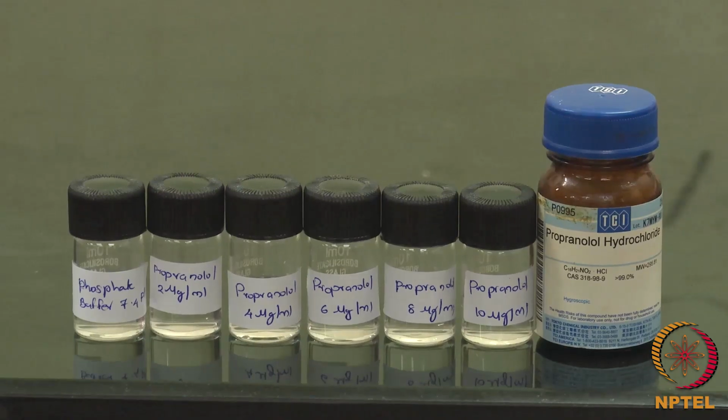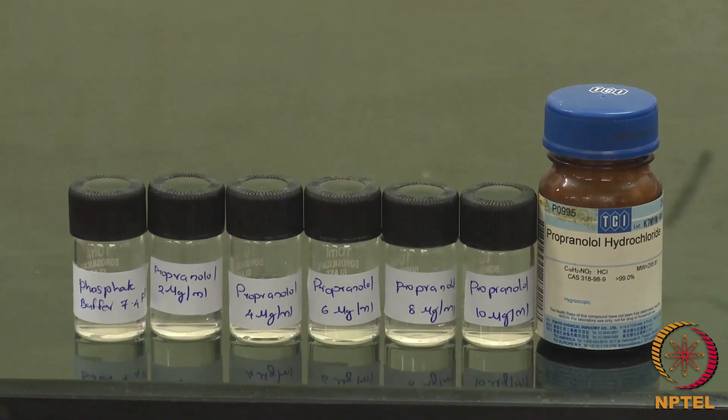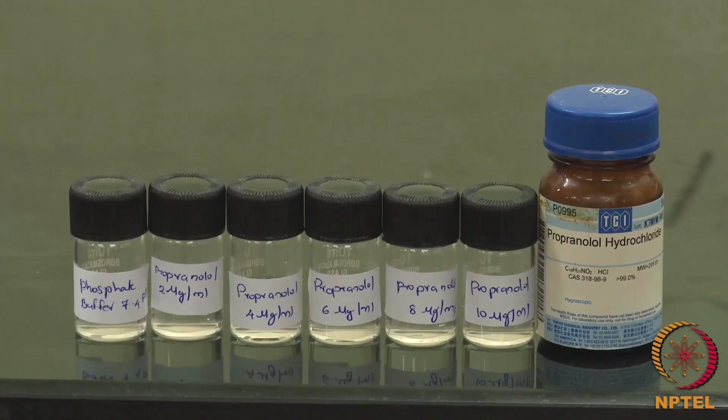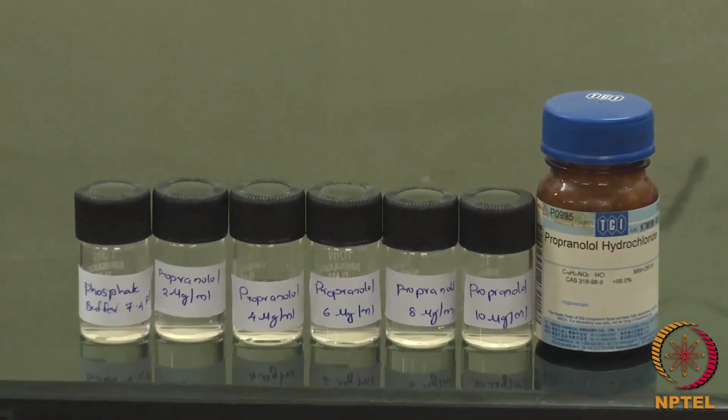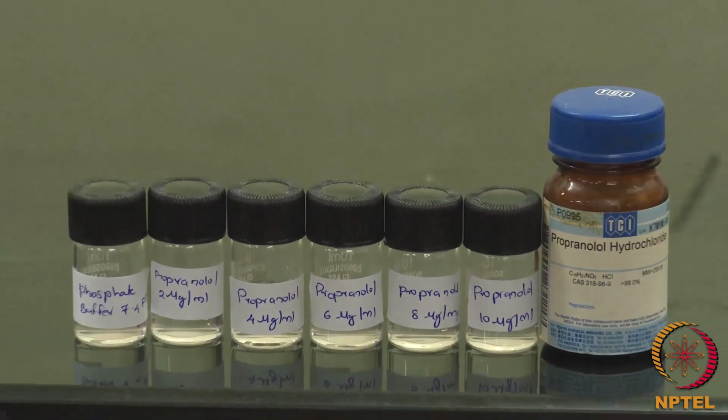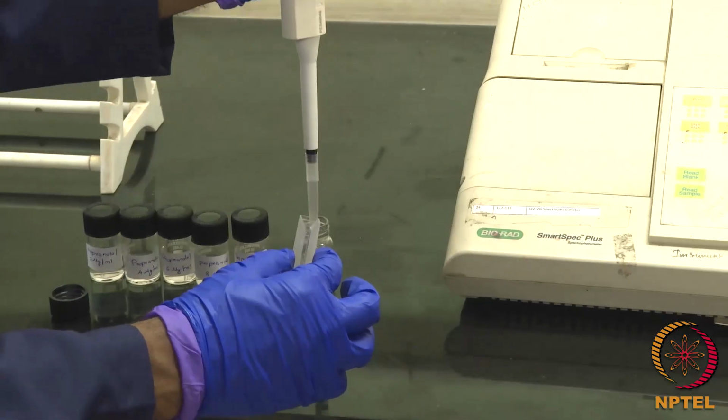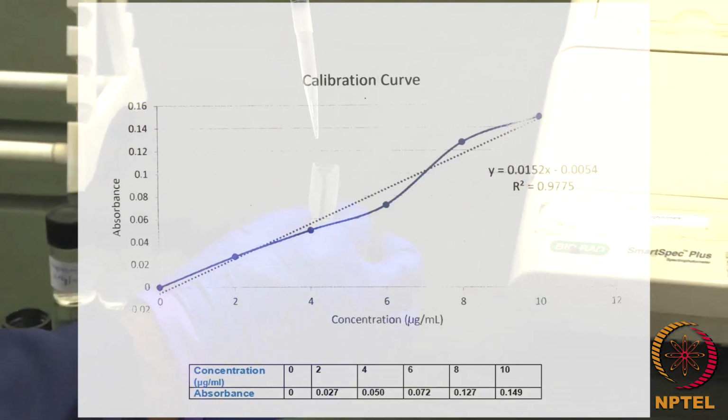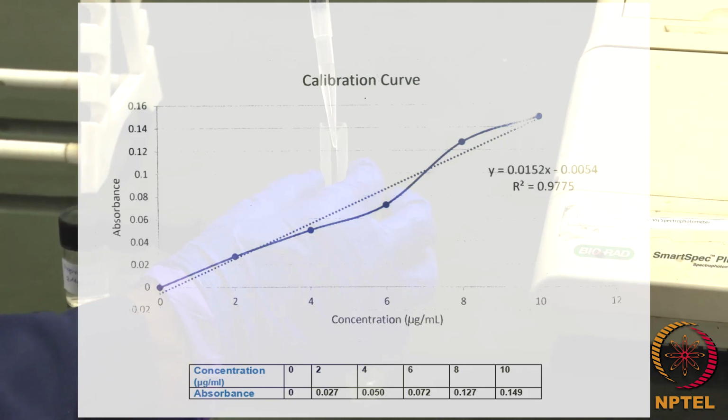Concentrations of 2, 4, 6, 8, and 10 micrograms of drug propranolol are made with phosphate buffer pH 7.4, and absorbance is measured at 290 nanometers. A calibration graph is plotted taking concentration on the x-axis and absorbance on the y-axis.